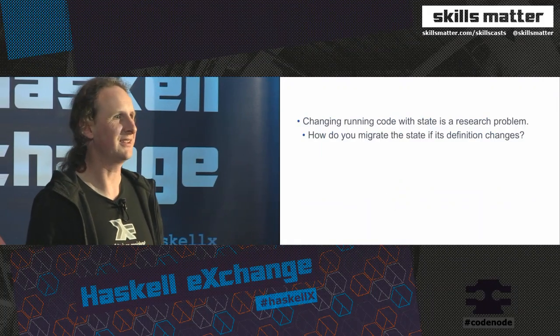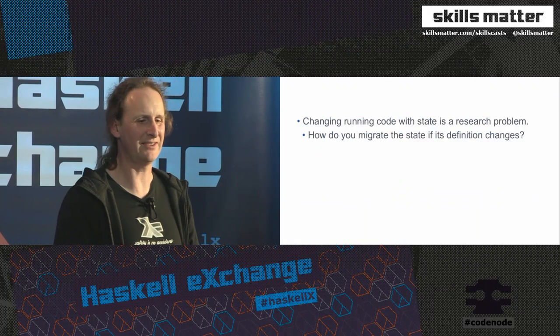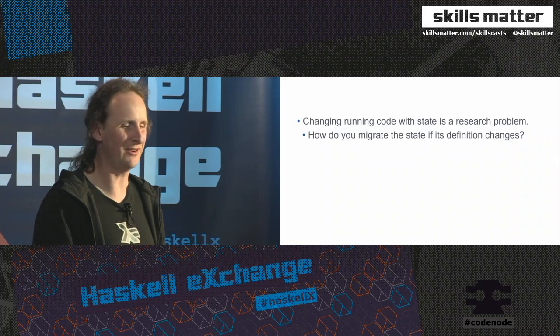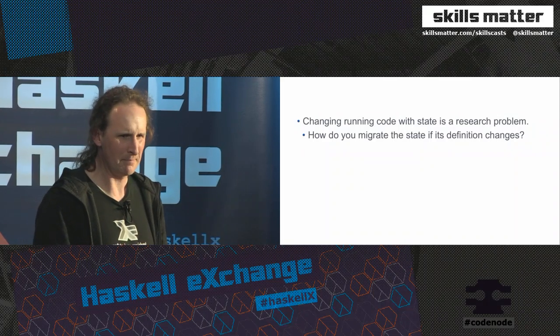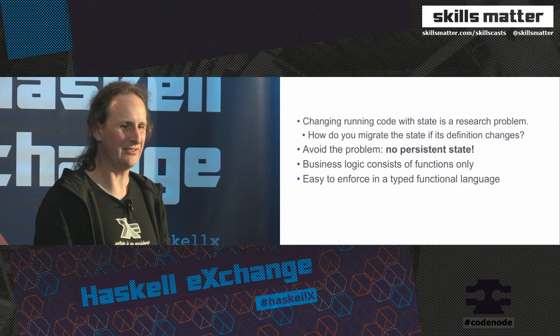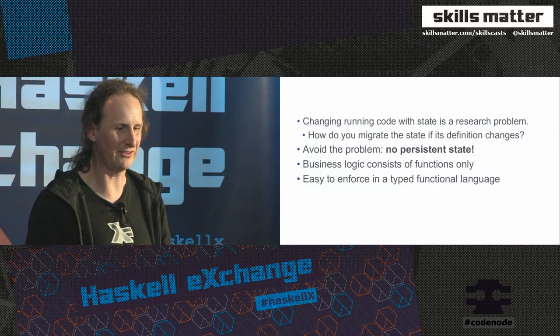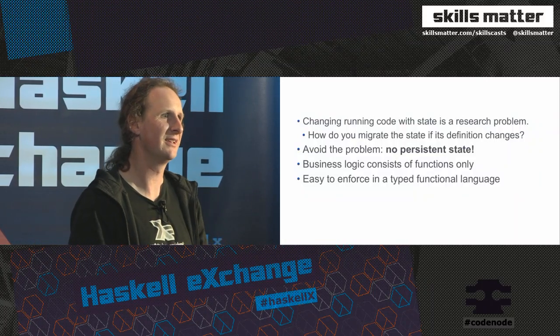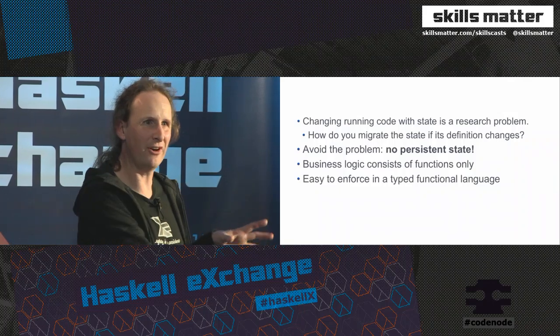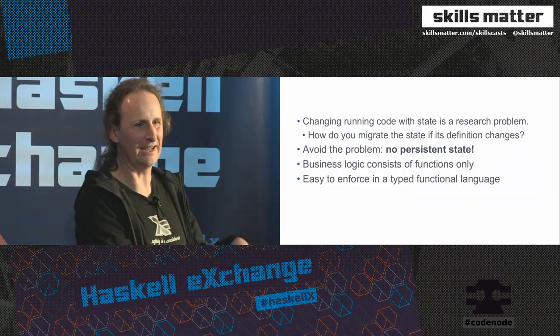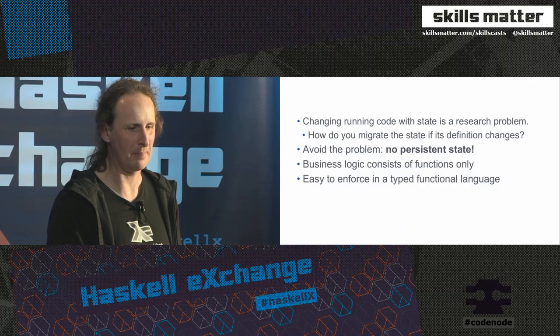In fact, migrating code where state types change is a research problem. You can find lots of interesting papers about it. But our solution is just to say, no, you can't do that. We're going to keep the problem really simple and say there's no persistent state. You can't possibly have any values of a type that's defined in one version of the shared library and is used by the next version of the shared library.